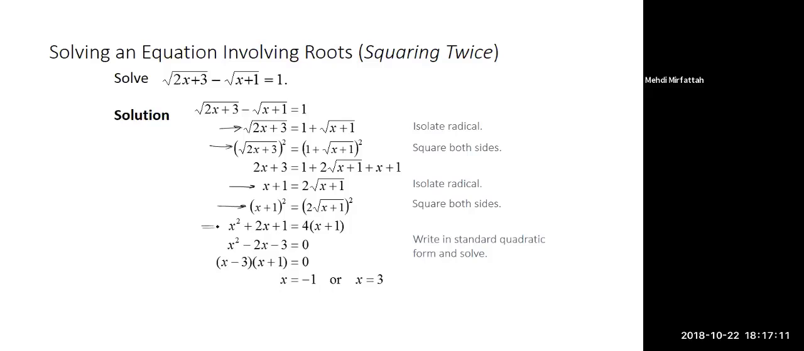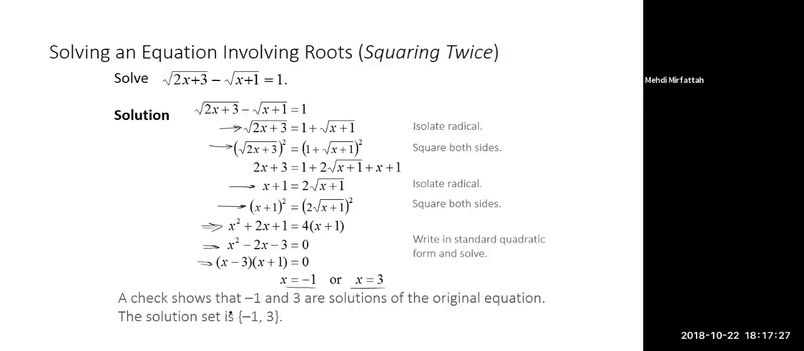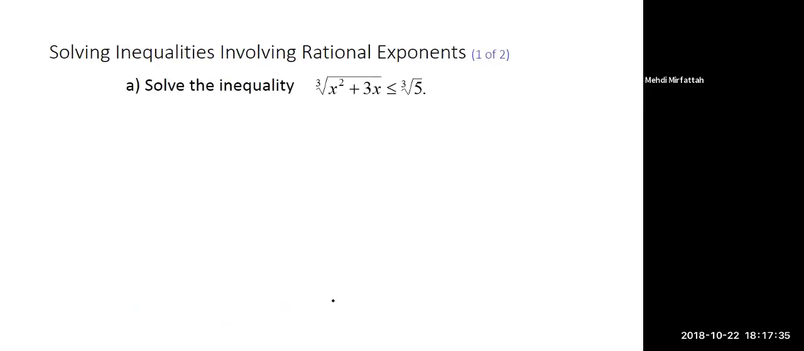Once you isolate finally, you move everything to one side of the equation, factor, and look for the solution. And make sure you check your answer at the end to see if indeed they are the real solutions. And when you check this, it shows that -1 and 3 are the solutions. Let's take a look at this example.